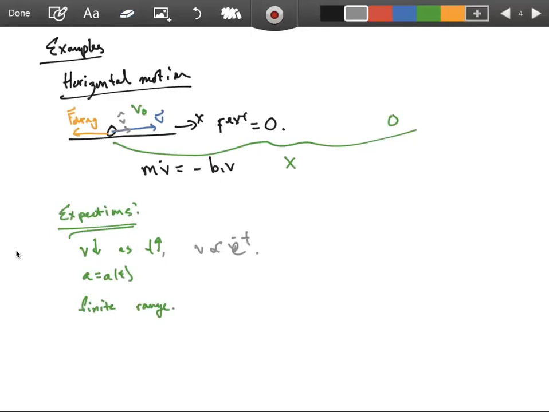So again, what we want to do is use our separation of variables. I have m dv dt equal to minus b1 times v. I want to get anything that's v on one side and anything that's not a v on the other side, meaning all the t's and everything else. So here I'm going to get dv divided by v equal to minus b1 over m times dt. Now we're going to integrate both sides.